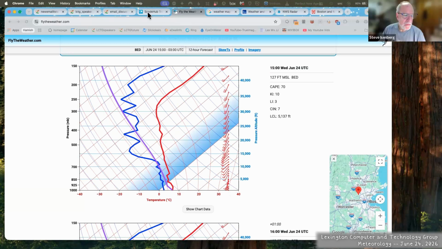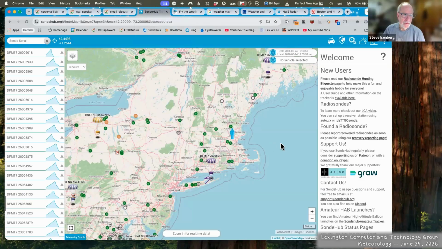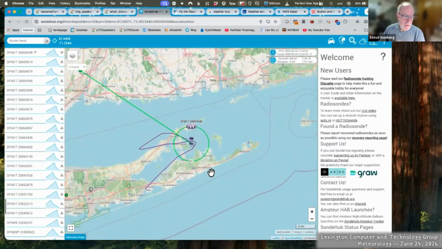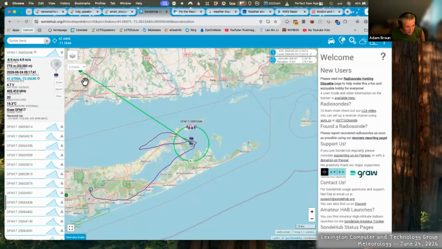We have this guy over here. This is the Sonde hub. Yep. If you click on one of those balloons, maybe the one over Long Island. This one here. No, actually click on the balloon. Yeah. You can see there's the path that it followed as it rose, that purple line. There's where it was launched, and as it rose up, it's been drifting around, and it's currently on the top left-hand side.